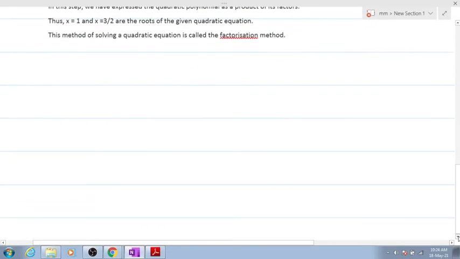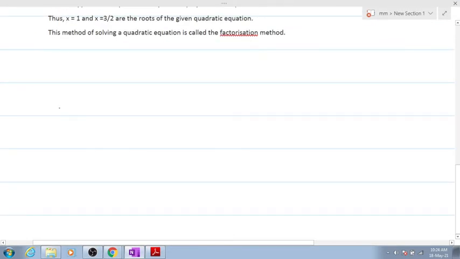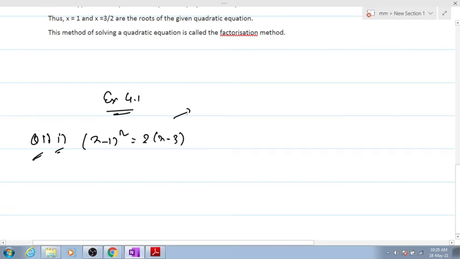x plus 1 whole square, and this is exercise 4.1. Don't copy anything, please look at this on the screen. x minus 1 whole square, which is equal to 2 into x minus 3. First of all, we always know that if any equation is of this form, we will directly say that it is a quadratic equation.